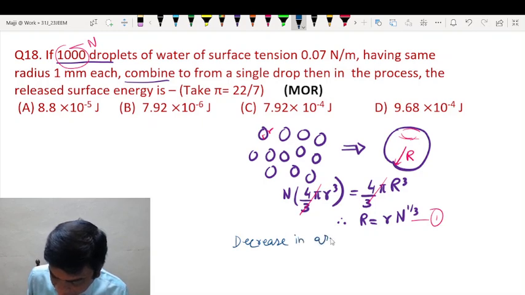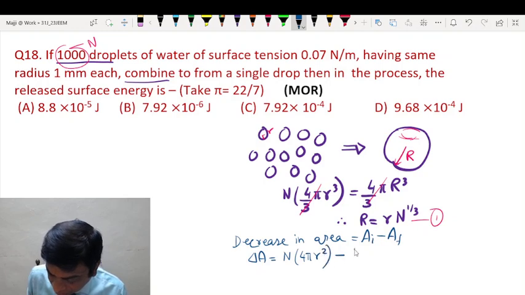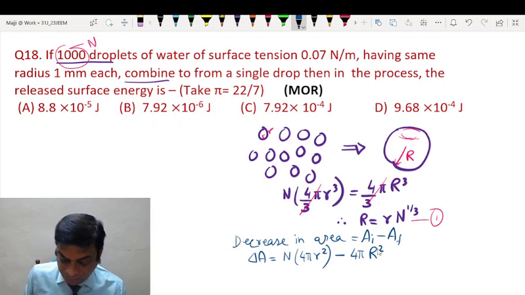Decrease in area will be initial minus final. Okay. So initial area is how much? Initial area is n times the area of each smaller droplet, that is 4 pi r square, minus final area, which is 4 pi capital R square.